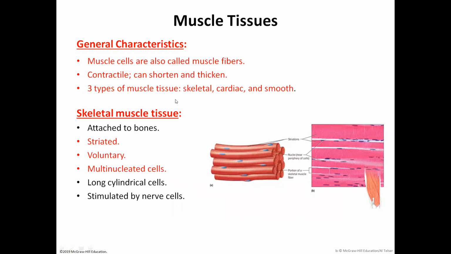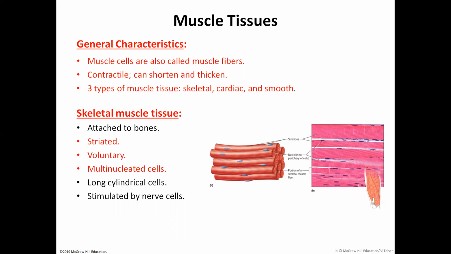All right, that was the end of connective tissue. Next, we're going to talk about muscle tissues. And so muscle tissue is where we're thinking about muscle fibers. Our muscle cells are actually referred to as muscle fibers. It's going to be contractile, so it can shorten and lengthen depending on if we're contracting or if we're relaxing. And there are three types of muscle tissue.